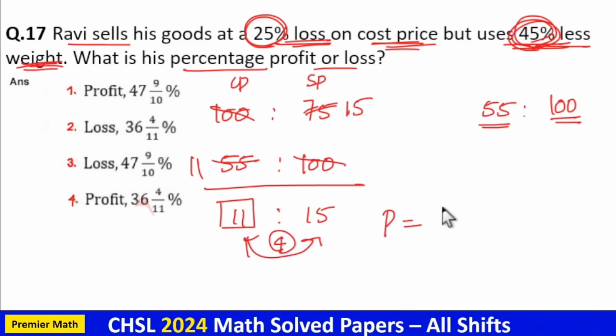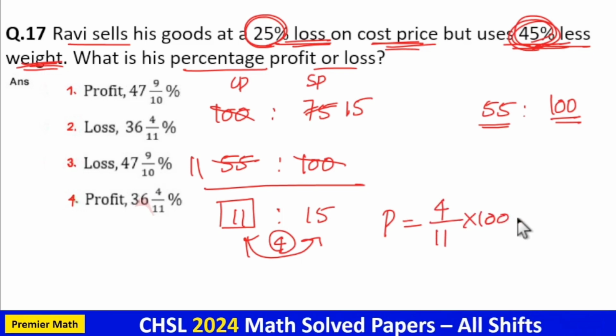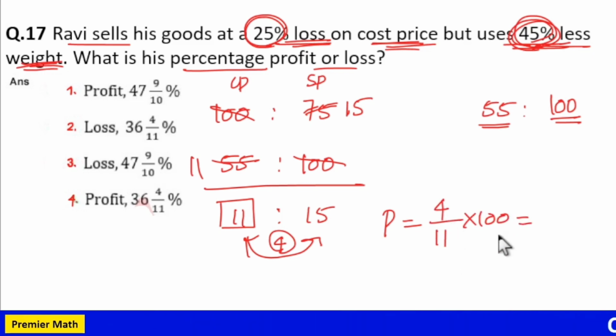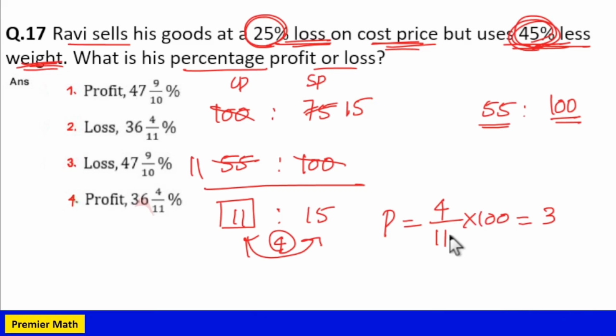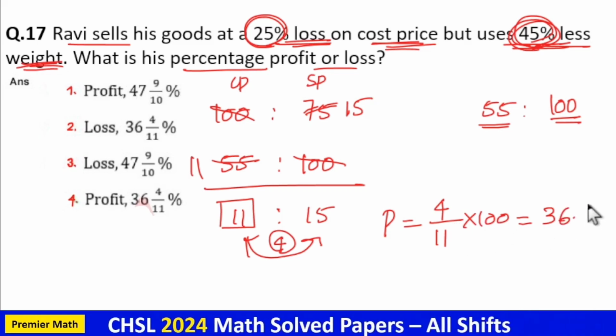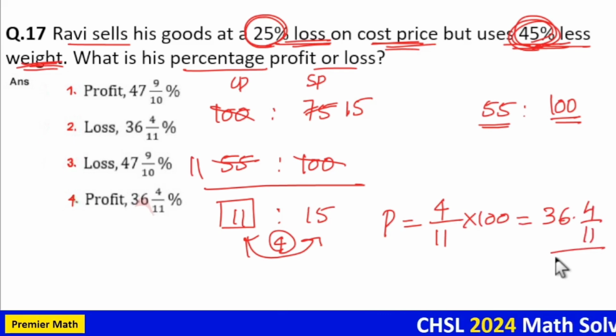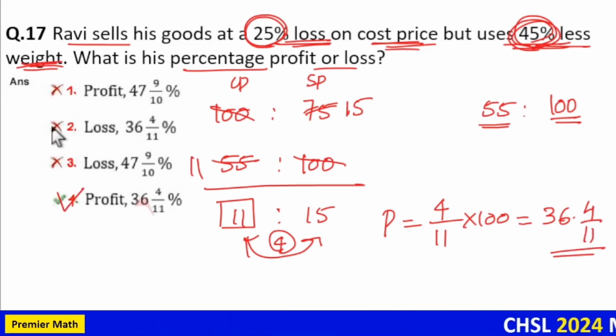So, profit here is equal to 4 part gain from 11 part cost price into 100. Now, 400 by 11 means 11 goes 3 times in 40, remaining 7. 11 goes 6 times in 70, remaining 4. So, 36 4 by 11. Option 4 is your answer.